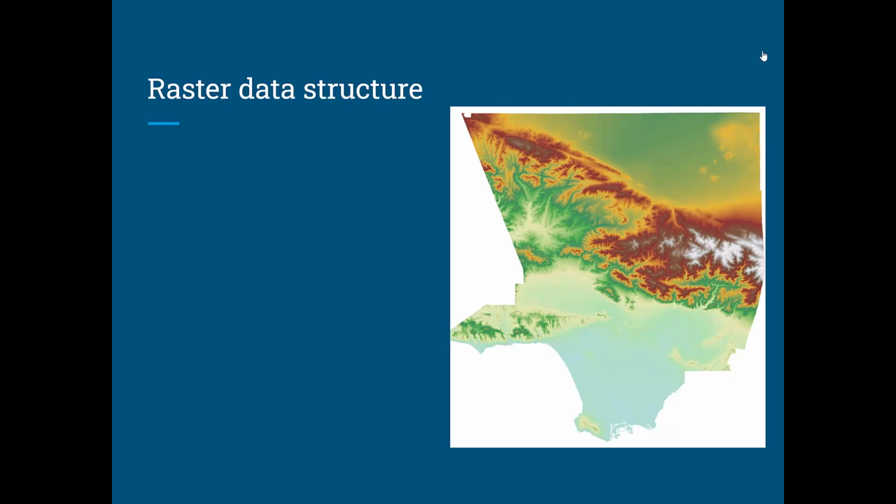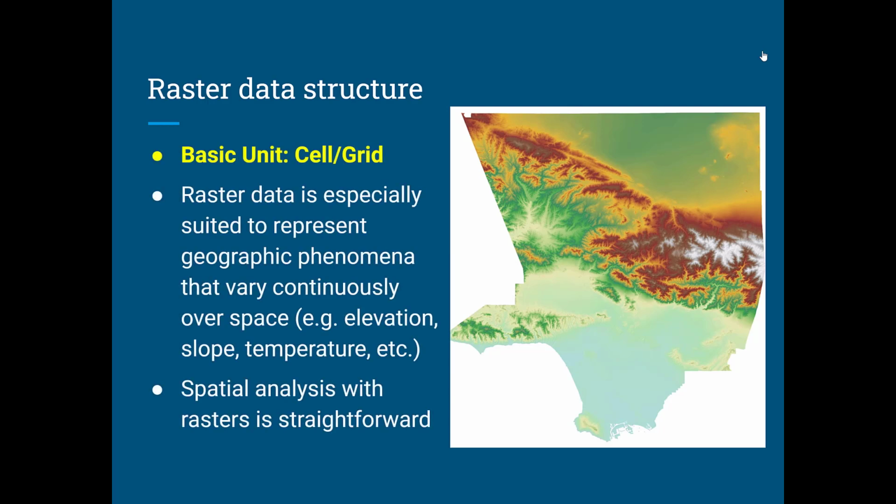Before we get started, I want to remind you of our raster data structure. The basic unit for any raster, as you know, is a cell or grid. Think about our raster data layer like a giant fish net. We have a lot of squares in this raster, and each cell can only have one value. Here on the right side, I'm showing you the elevation of LA County. If you zoom in, you will see it's pixelized, and for each pixel, you will have the elevation for that location.